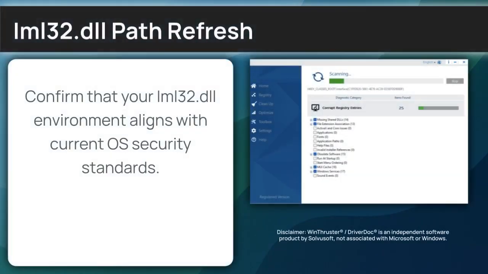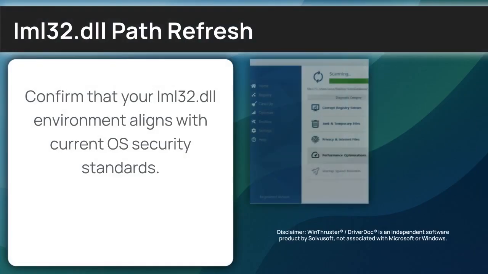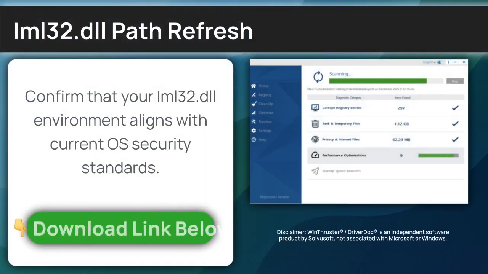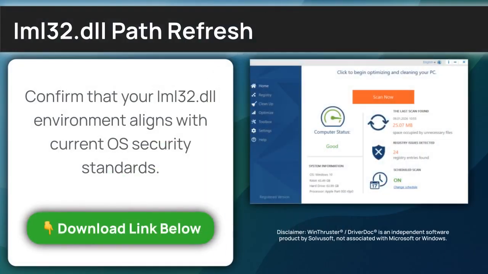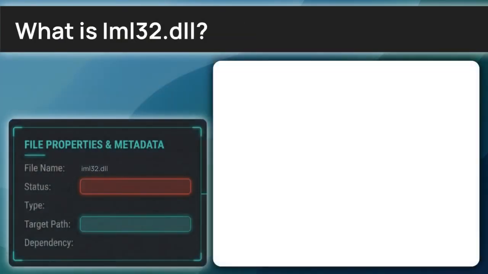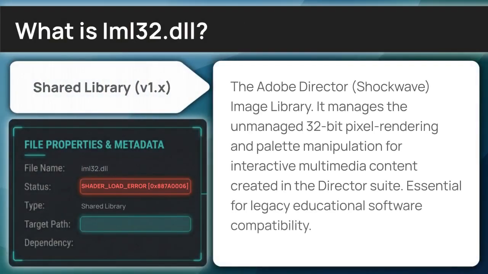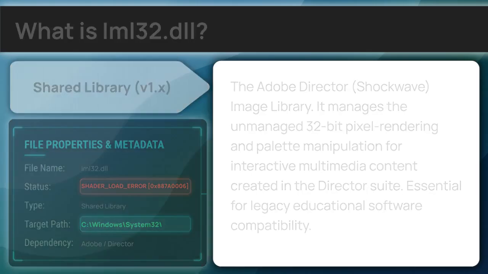To kick off the manual repair for the iml32 library, you can also find an official toolkit designed for system-level synchronization. This is the iml32 library, the Adobe Director, Shockwave image library. It manages the unmanaged 32-bit pixel rendering and palette manipulation for interactive multimedia content created in the Director suite, essential for legacy educational software compatibility. Enough of the technical side. Let's get these files back onto your system.